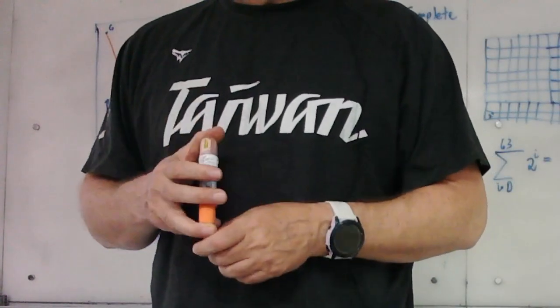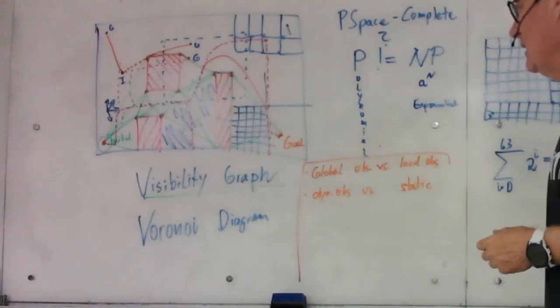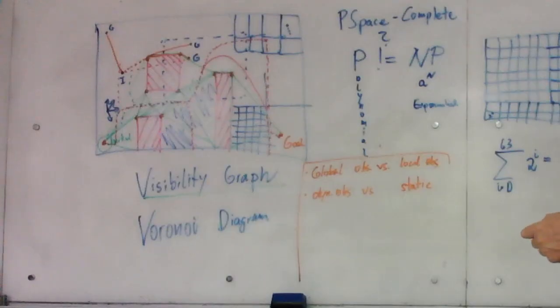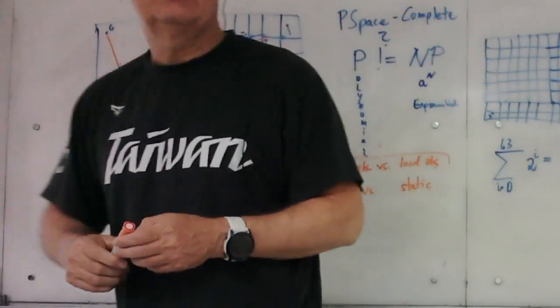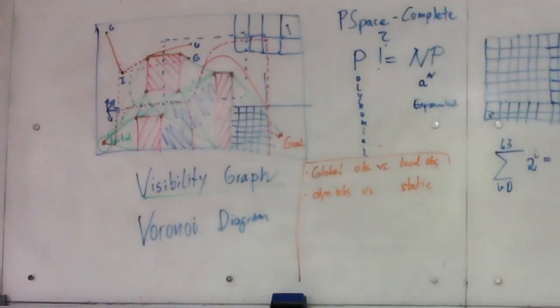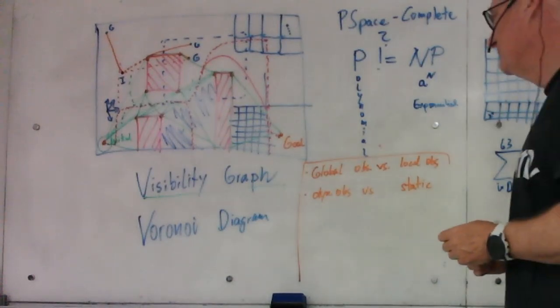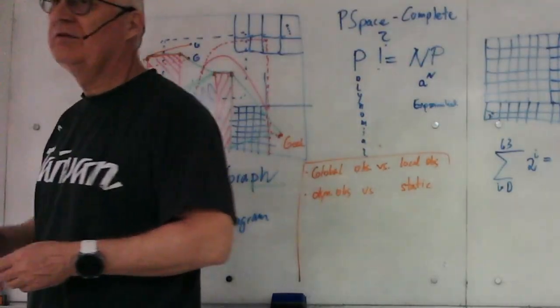So that's that. Those are the two main differences between the simplified path planning domain and real world path planning. And of course, in reality, we have to deal with the real world.